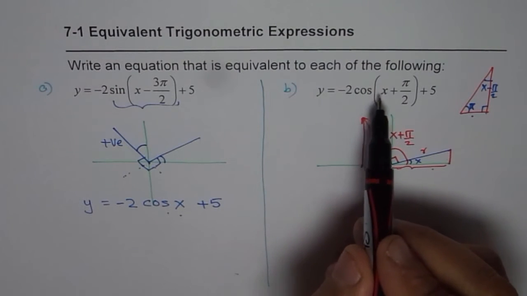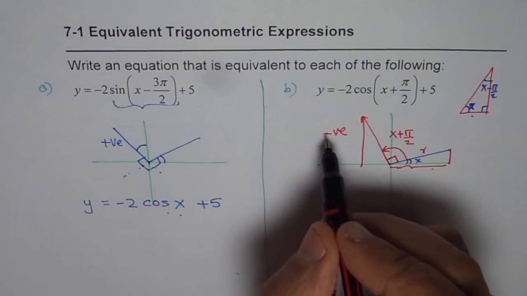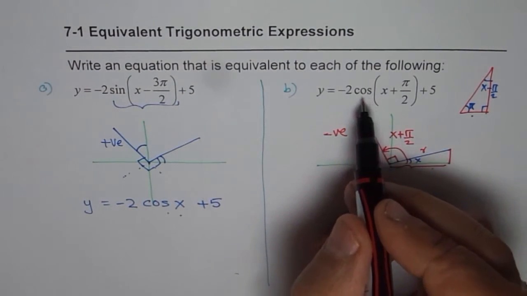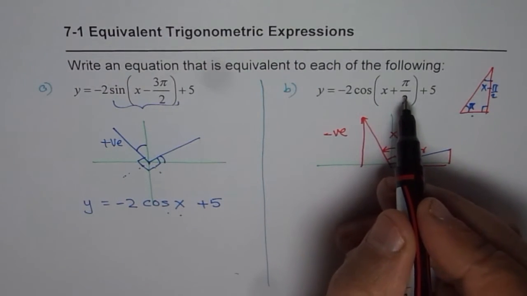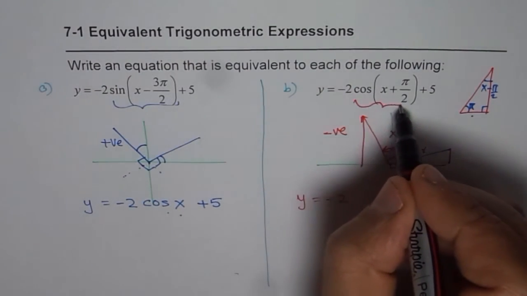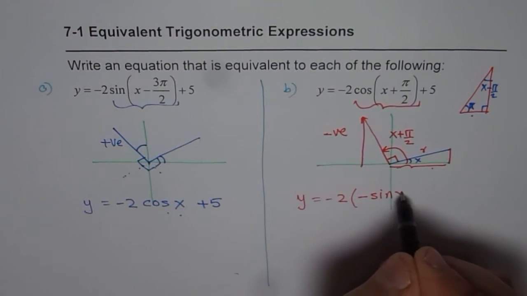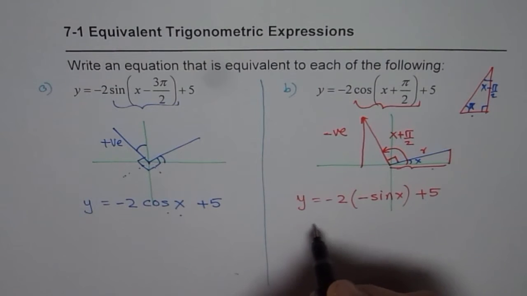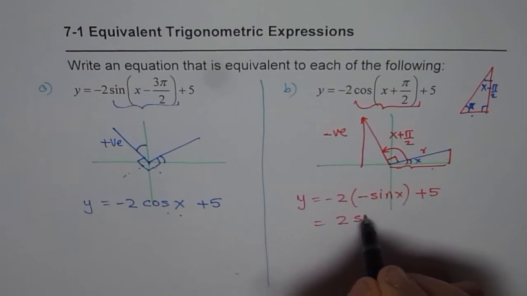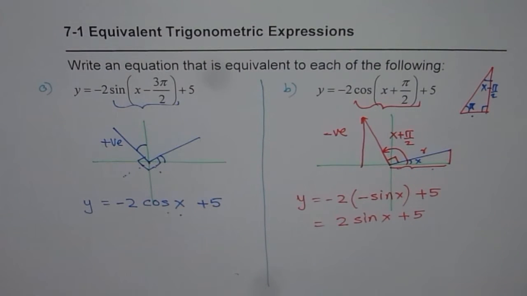Now cos of x plus pi by 2 means we are in quadrant 2 where cos is negative. Since cos is negative, the cofunction sine should come with a negative sign, correct? And therefore we can write this as y equals minus 2, and instead of cos of x plus pi by 2 we will write minus sine x, plus 5, and therefore we get our equation as plus 2 sine x plus 5. So that becomes an equivalent equation from cos to sine in the given case.